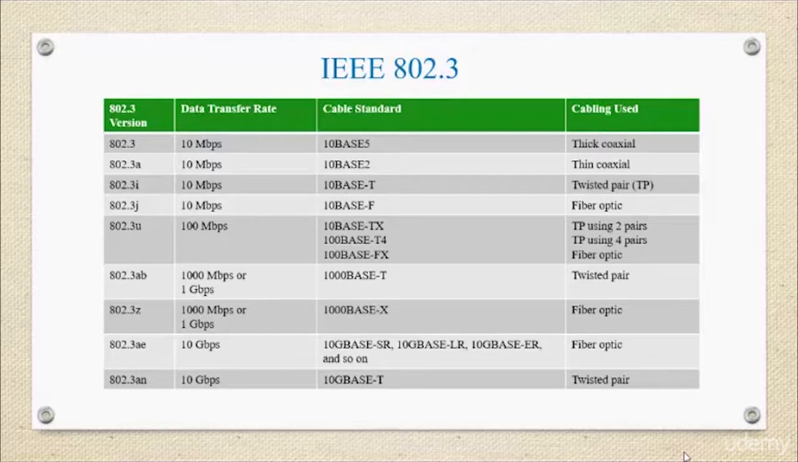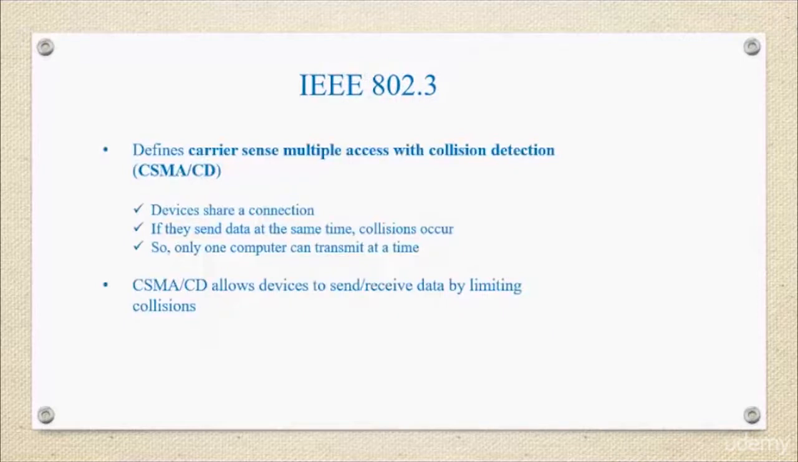It's very important moving forward. The 802.3 defines something called carrier sense multiple access with collision detection. You'll usually see this referred to as a pretty lengthy acronym, CSMA/CD. What happens with this is that devices share a common connection. If they send data at the same time on a connection, a collision can occur.